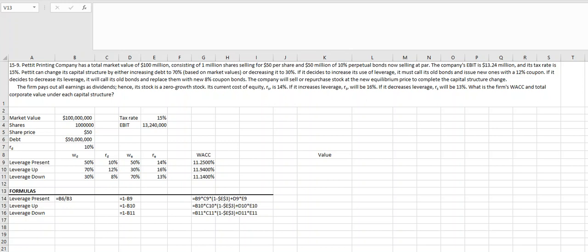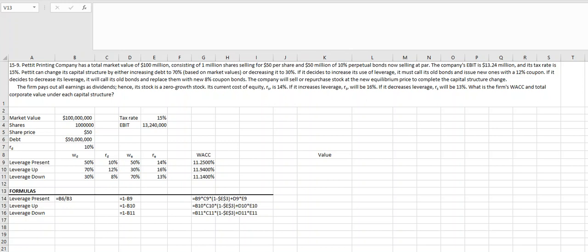Pettit can change its capital structure by either increasing debt to 70% or decreasing it to 30%. If it decides to increase its use of leverage, it must call in its old bonds and issue new ones with a 12% coupon. If it decides to decrease leverage, it will call in its old bonds and replace them with new 8% coupon bonds. So if it leverages up, the cost of debt goes up, and if it leverages down, the cost of debt goes down. The company will sell or repurchase stock at a new equilibrium price to complete the capital structure change.